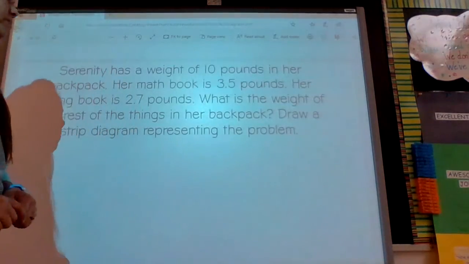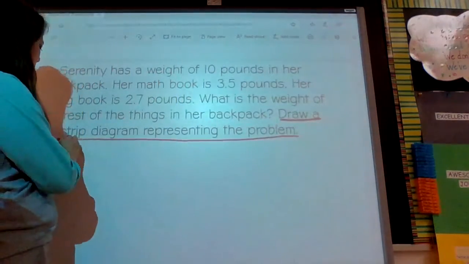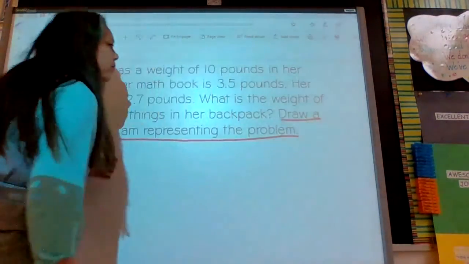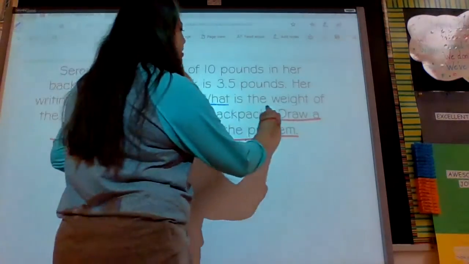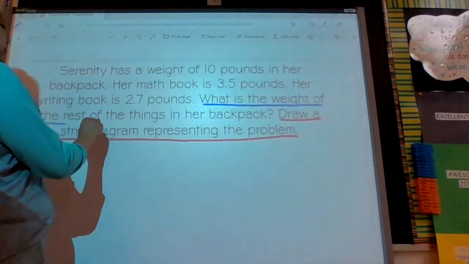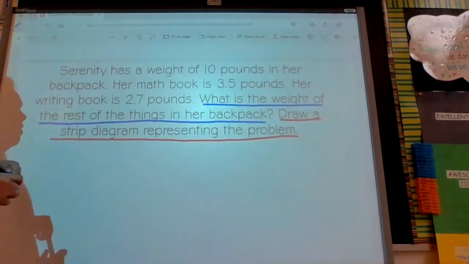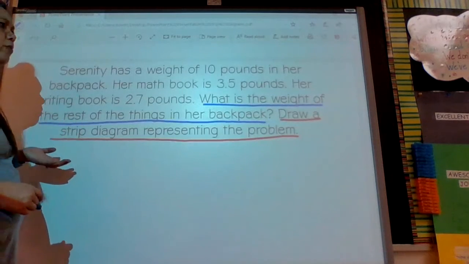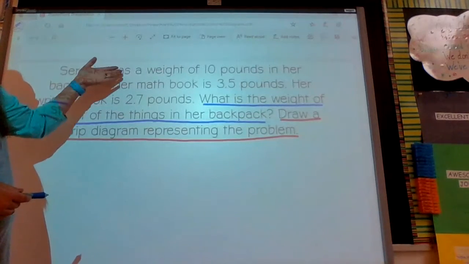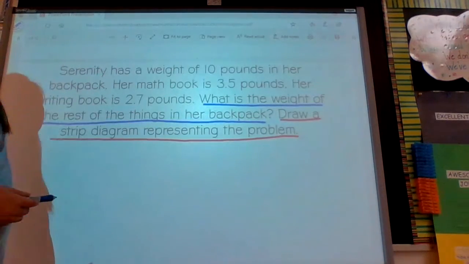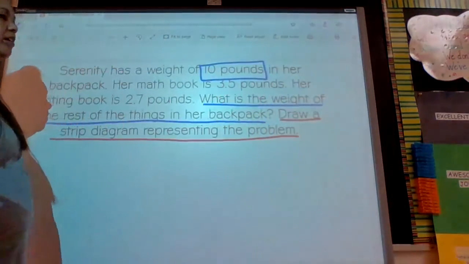So, draw a strip diagram. We're practicing drawing that strip diagram to help us answer this problem. So what we need to do is, what's the question asking us to find? What is the weight of the rest of the things in her backpack? So to know what's going on with her backpack, it's got to tell me some stuff about the weight. Serenity has a weight of 10 pounds in her backpack. In her backpack, there are 10 pounds.